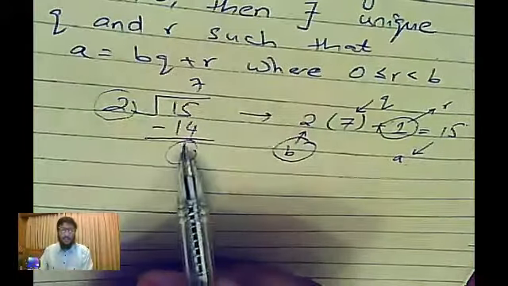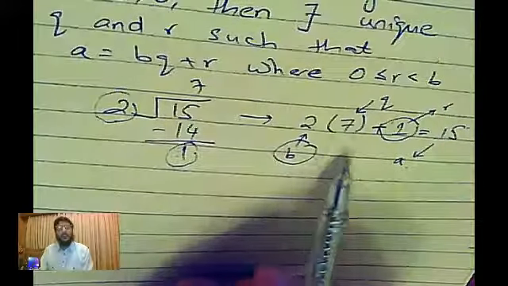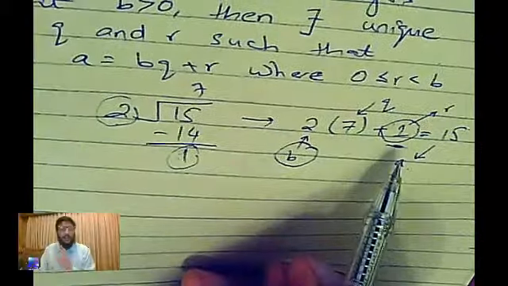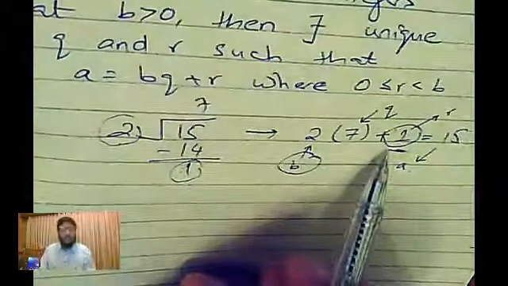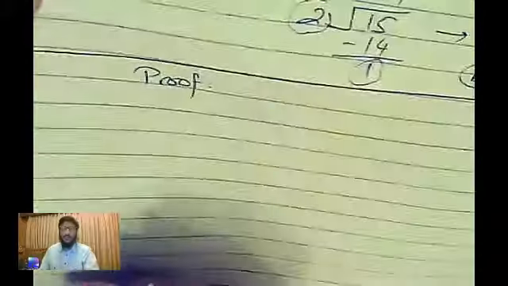You can never have a 3 here when a 2 exists over here. And secondly, this number can either be 0 or greater than 0. The remainder can never be a negative number. All right. So here's the analytic proof of this theorem.